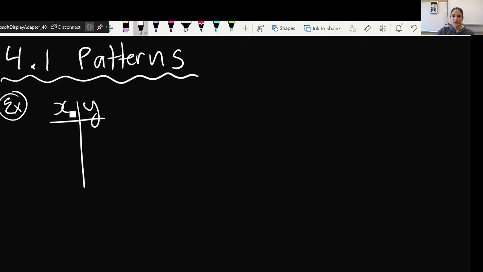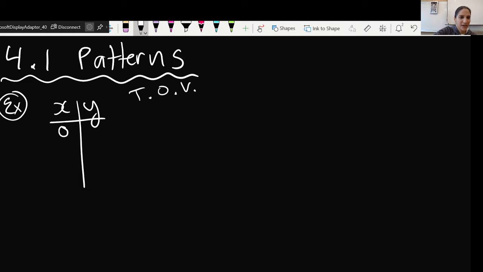Okay, so looking at 4.1 patterns, let's start with a table of values. We all recognize that and we're familiar with that, and I like to abbreviate it, table of values. So if you ever see this written, you know that I'm talking about, sometimes we call it a T-chart or a table of values. They mean the same thing.